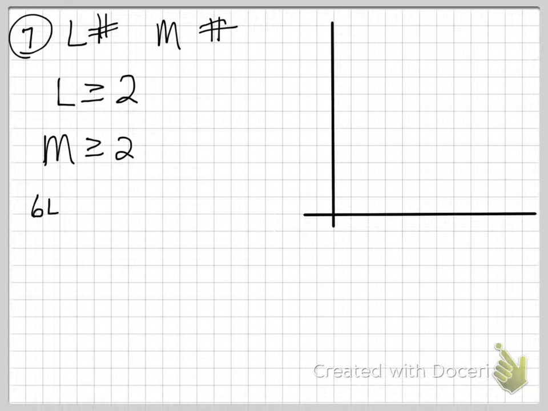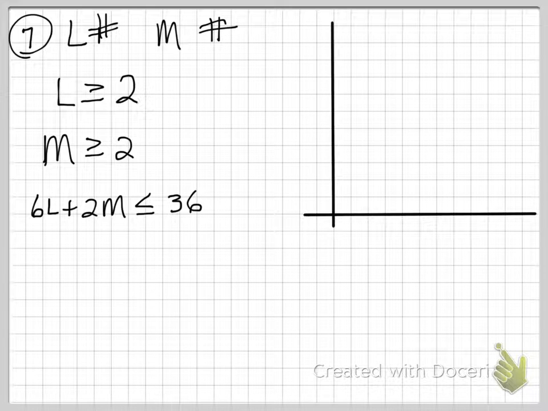So I have 6 large plus 2 small is greater than or equal to. Is it greater than or equal to? No, it says a minimum, right? He can only spend 36. So it has to be less than or equal to 36. He can't spend more than 36 hours. That's his maximum. Now here's the fun part.